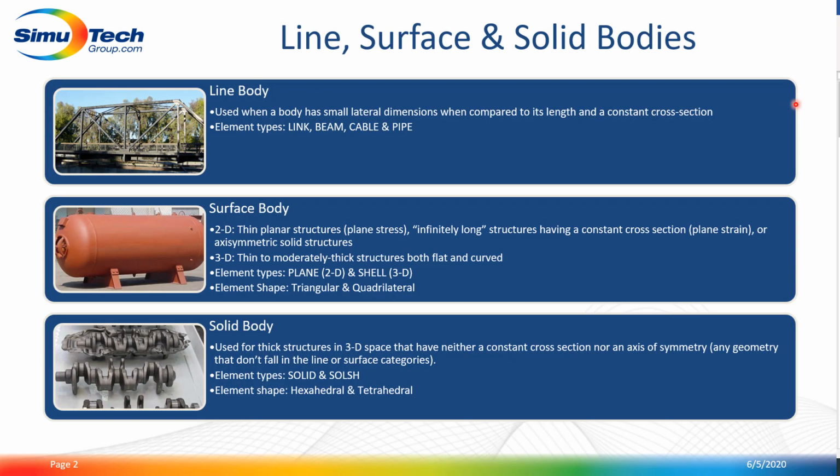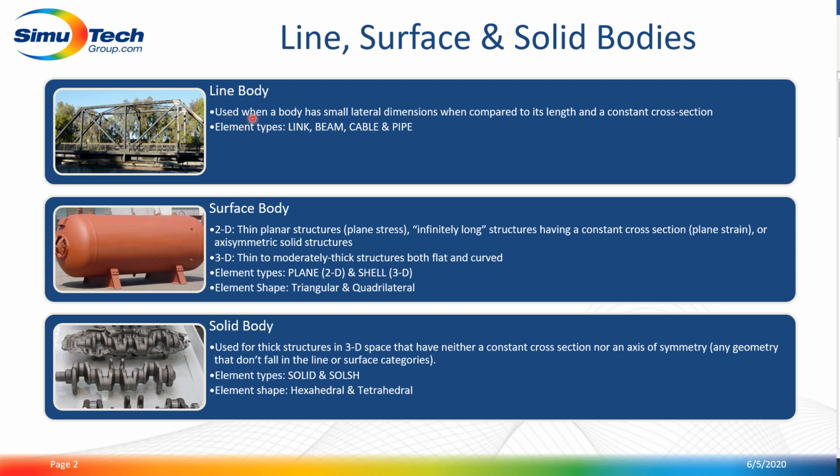In general, any real-world object can be modeled with line, surface or solid bodies. So a line body will be used for a slender body, where the thickness or any other lateral dimension is kept small when compared to its length. The body must also have a constant cross-section.